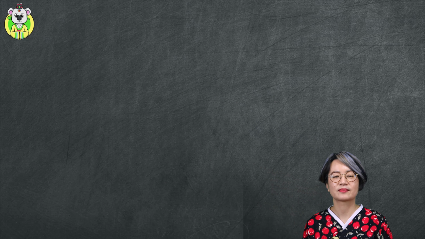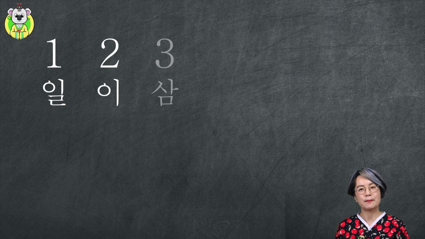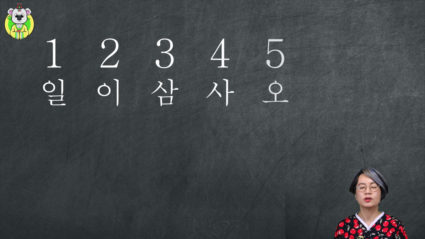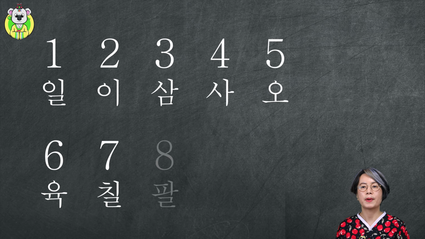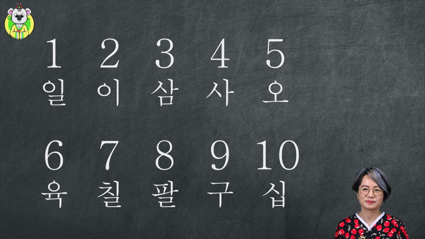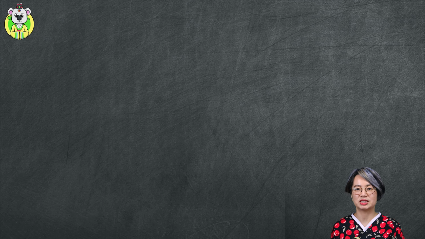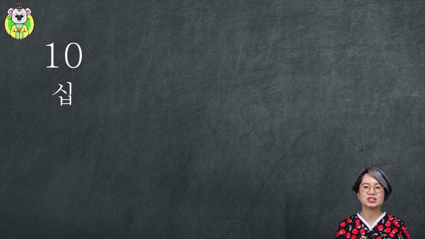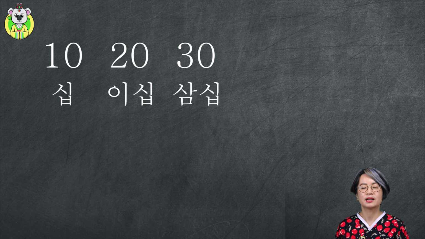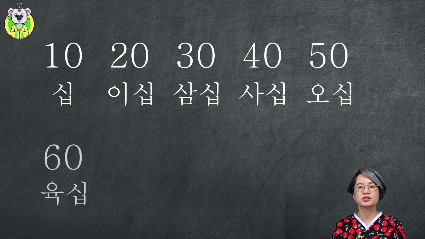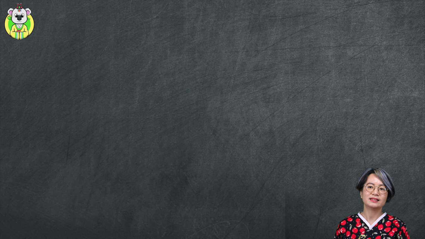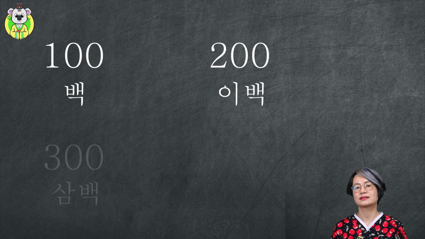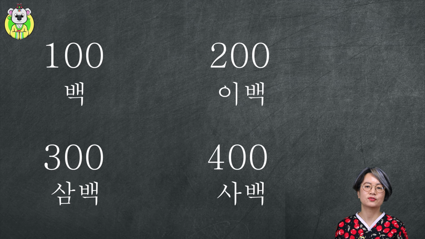Okay, let's go over the Sino-Korean numbers briefly. First, let's count from 1 to 10. 1, 2, 3, 4, 5, 6, 7, 8, 9, 10. And the numbers in the tens position after 10 are sequentially 20, 30, 40, 50, 60, and so on. Then the numbers in the hundreds position are 100, 200, 300, 400, and so forth.